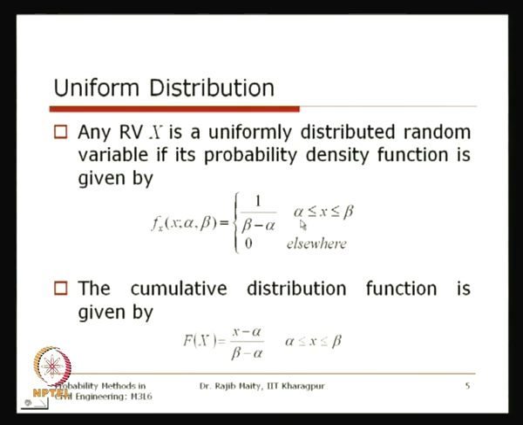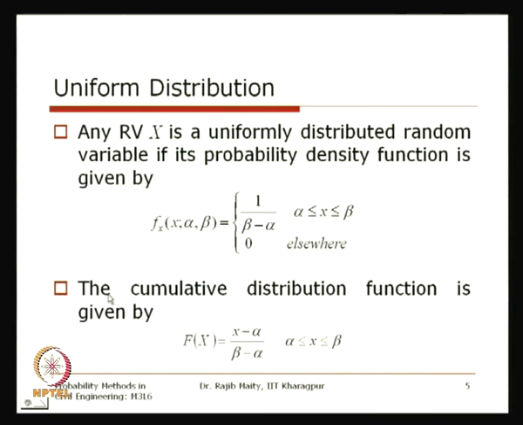We see that as beta is greater than alpha, this quantity is always greater than 0, and outside this region it is equal to 0. So the first property, that it should be greater than or equal to 0, is satisfied. Obviously, if we integrate 1 by (beta minus alpha) over the range alpha to beta, we get beta minus alpha divided by beta minus alpha, which will be equal to 1. So this is the complete form of the uniform distribution.